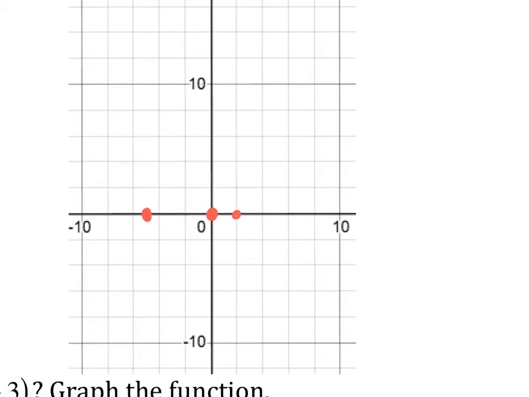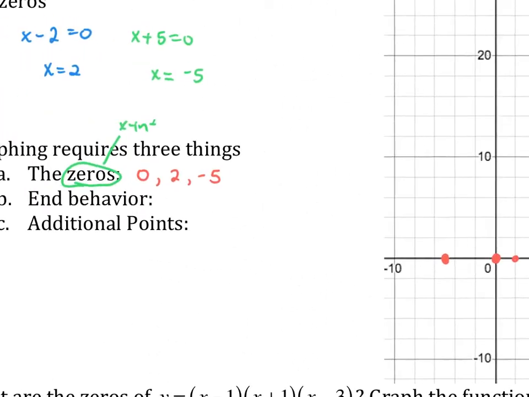Now, I don't know what my graph does here. I don't know if it's going to start low like this and come up and come down, and then come up and bounce off this and come back down. We don't know yet, so I need to examine that using end behavior. Okay, so let's look over here.